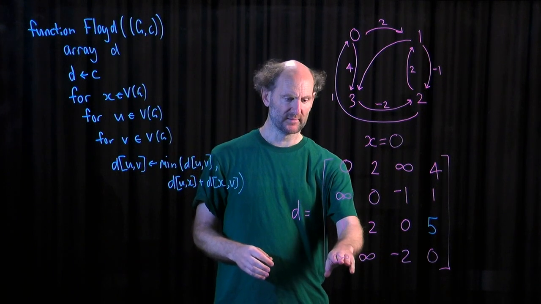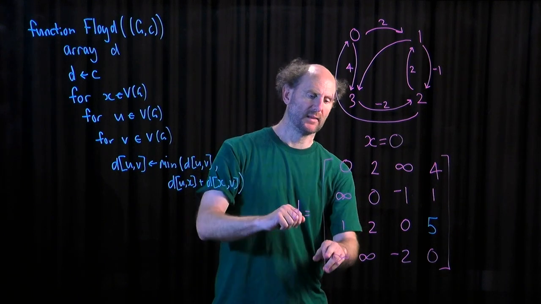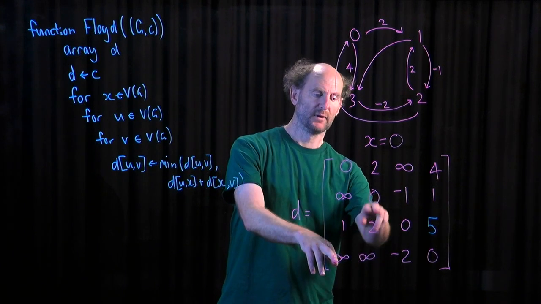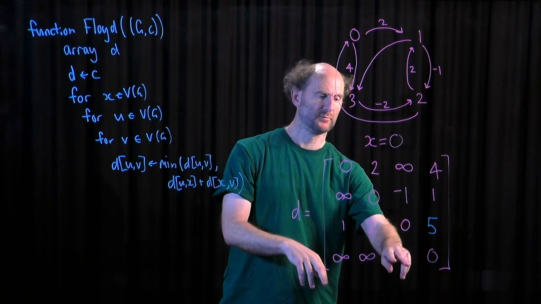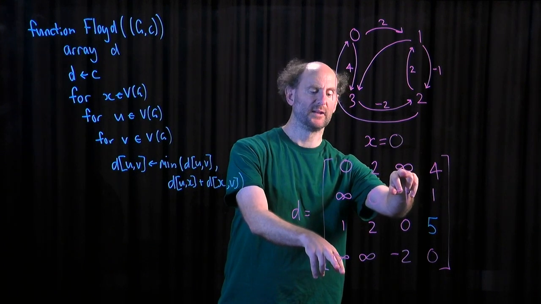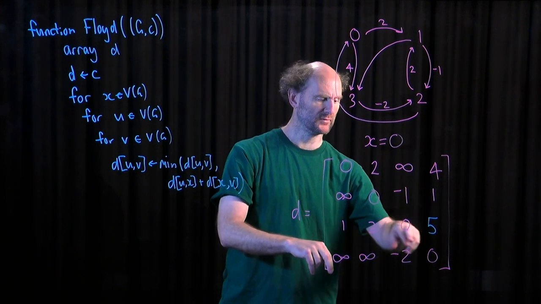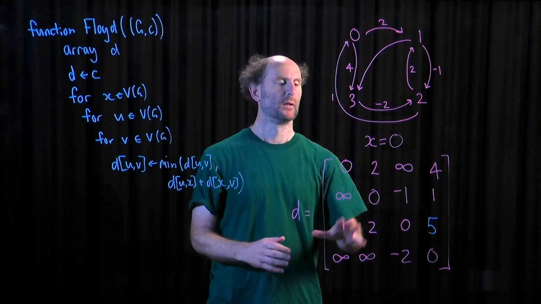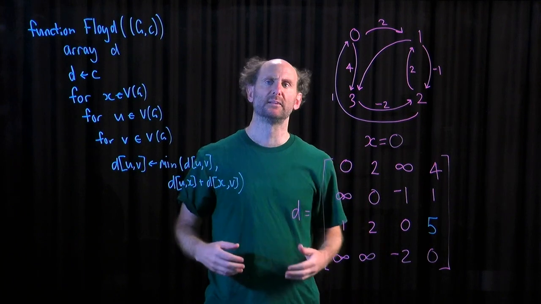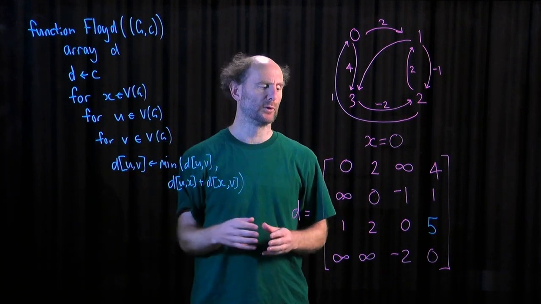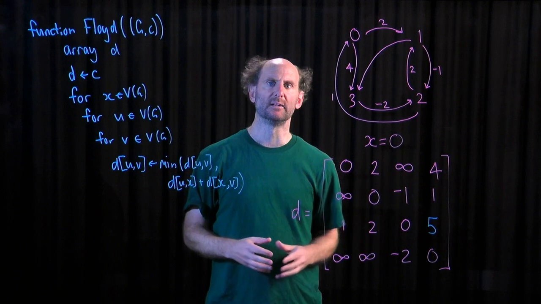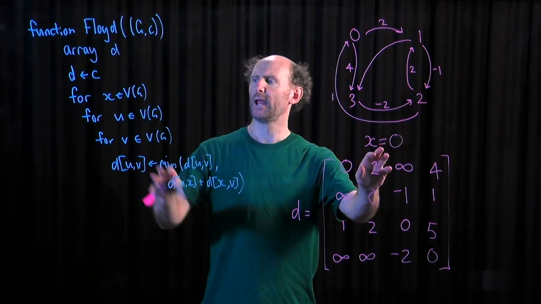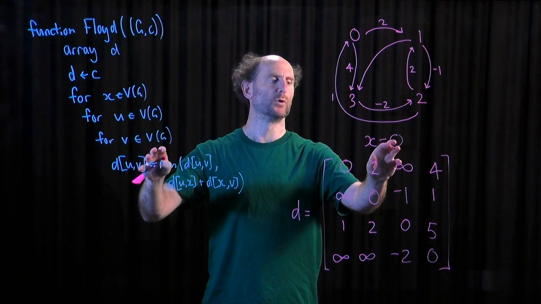How about this infinity? Is that greater than infinity plus 0? No, it's not. This one, greater than 2 plus infinity? No, it's not. Is minus 2 greater than infinity plus infinity? No, it's not. Is 0 greater than 4 plus infinity? No, it's not. So we've completed the first iteration of this outer for loop, and this is our current distance matrix. So I've just changed the color of that number, and now we'll update x to be node 1.